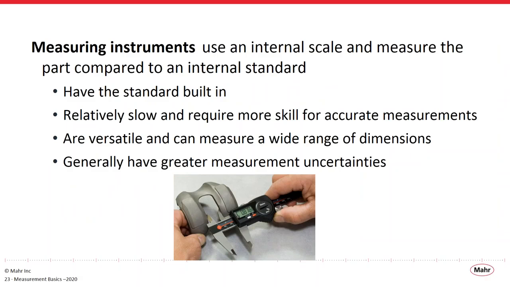So measuring instruments use an internal scale, and we use that to measure the part, compare it to that internal standard. The scale is the internal standard. So the scale is built in because it's very versatile. It can measure a large range of dimensions, but it's relatively slow because it requires more skill by the user for accurate measurements. And because there's more operator involvement, misalignment of the tool and so forth, they generally have greater measurement uncertainties.